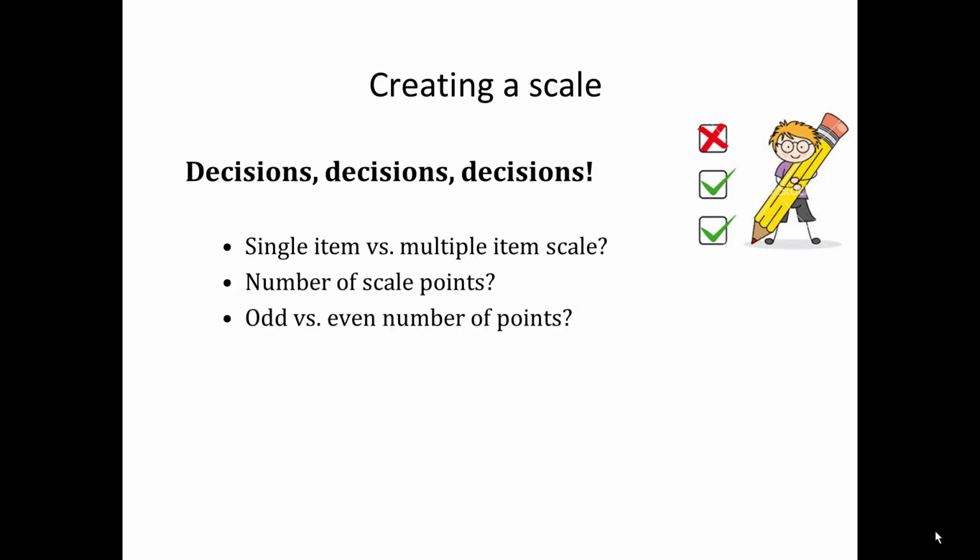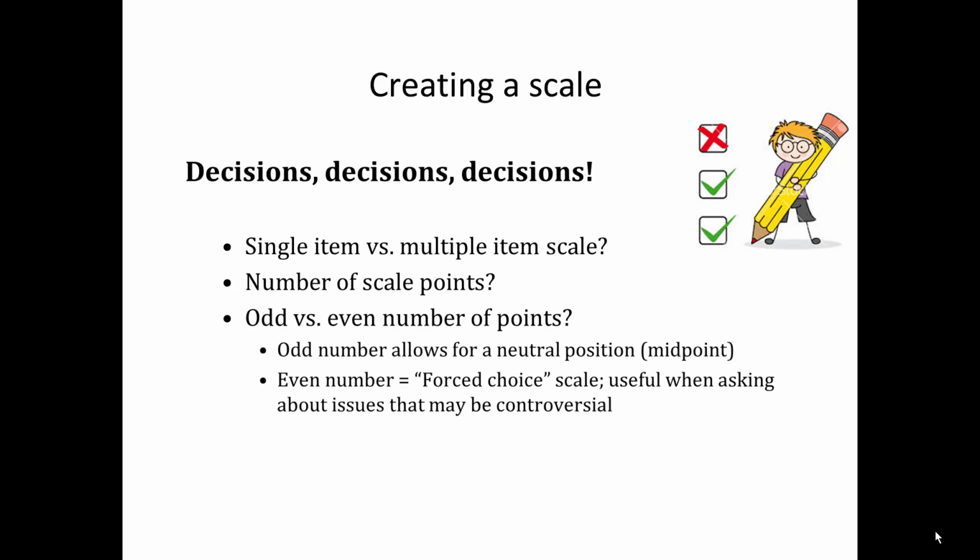Should you have an odd or even number of scale points? For example, should you have a 4-point scale or a 5-point scale? The advantage of an odd number of scale points is that the scale has a midpoint, which allows the respondent to express a middle position in between the two extremes. With an even number of scale points, there is no midpoint, so the respondent must choose one side or another. For this reason, scales with an even number of points are called forced choice scales. They are usually not a good idea because respondents should be allowed to have a middle position.